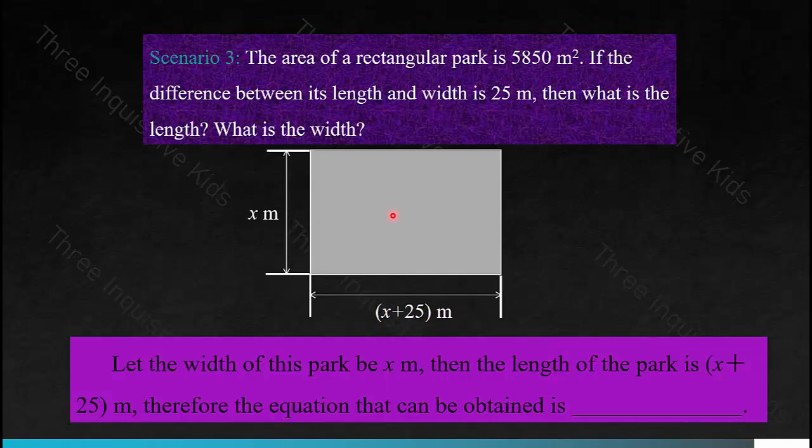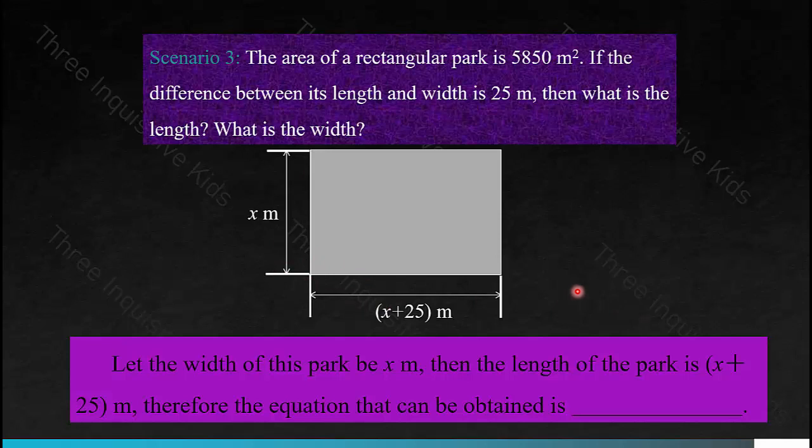Here we have a rectangle, and first it's always really helpful if you can draw a model of this picture. Creating equations and drawing diagrams are all called making models. An equation is just a mathematical model of a word problem. So here we have a rectangle. It's a park, and its width is x meters, and its length is x plus 25 meters.